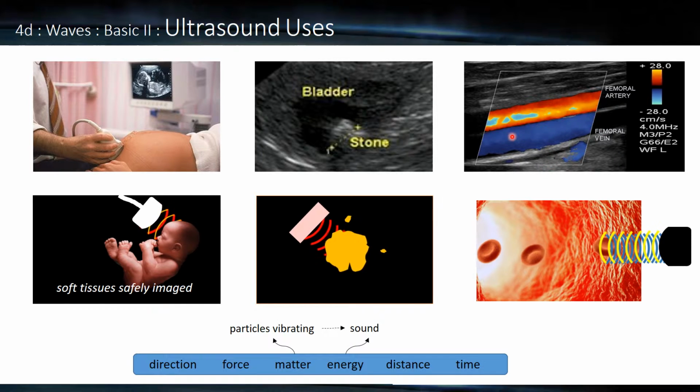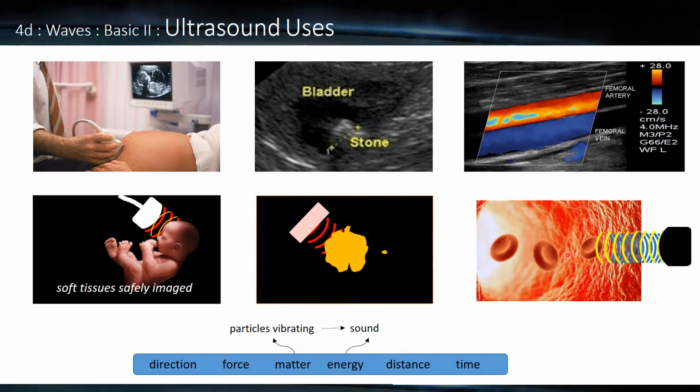And lastly, we have another application here. We can actually use sound to work out the speed of blood in various blood vessels throughout the body. So here we've got an artery and a vein, and we can see the different colors. Now the colors represent speed, and we can see the scale over here. Now how this works is, here we've got our speaker, our transducer, sending in the yellow sound waves.